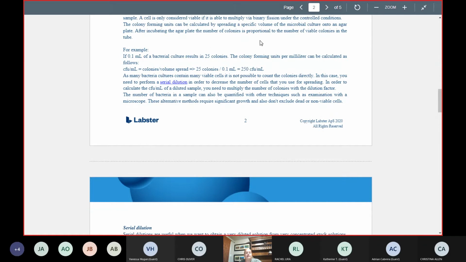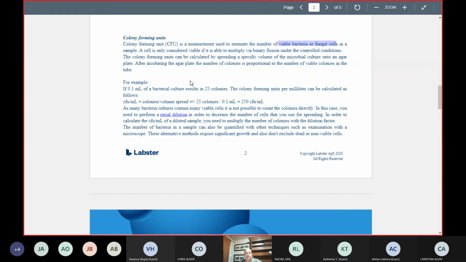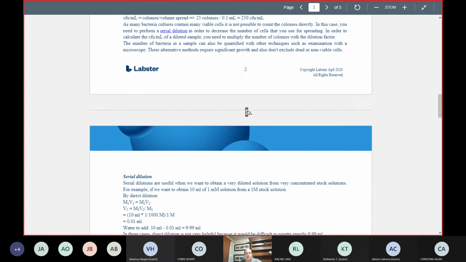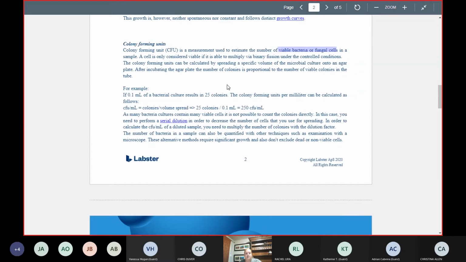So for their example here for calculating colony forming units, and we'll look at this on the Jamboard in a second, they suppose that you had 25 colonies grow on a plate, and the original amount that you plated was 0.1 milliliters. This is kind of the essential equation to know. CFU per milliliter is colonies over the volume spread. So it would be 25 colonies over 0.1 milliliters, and that would equal 250 CFU per milliliter.